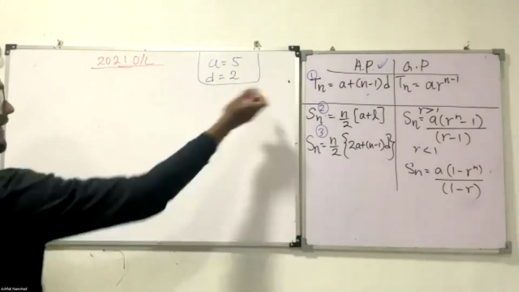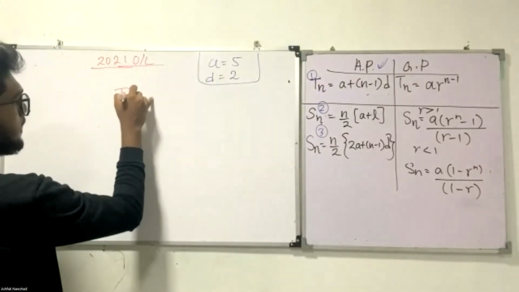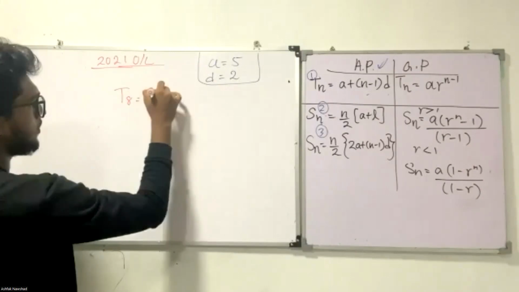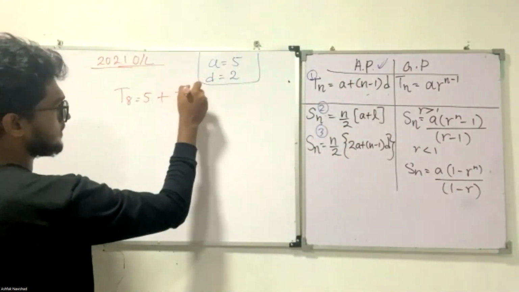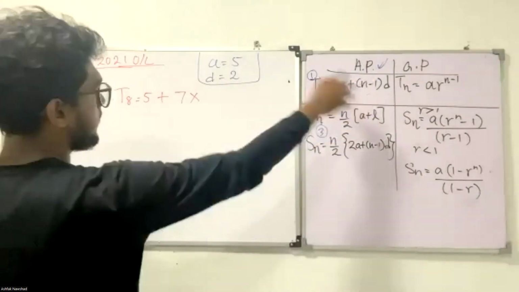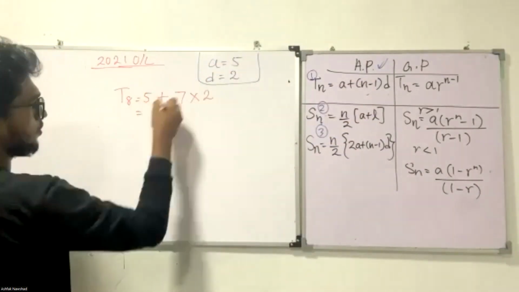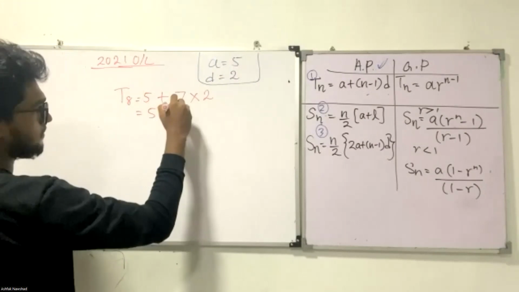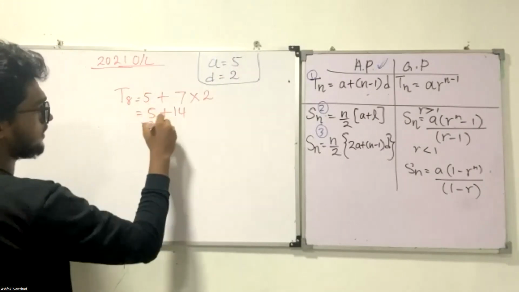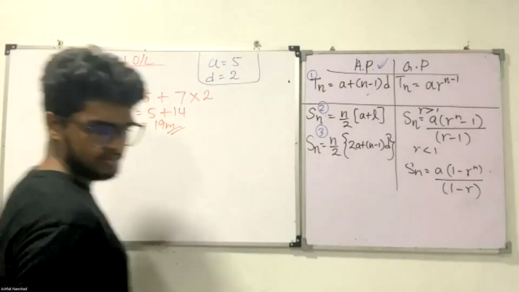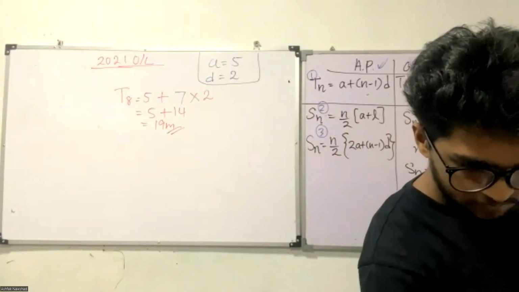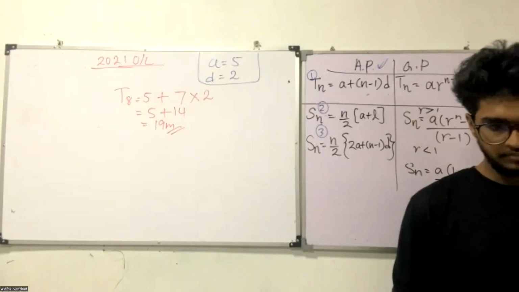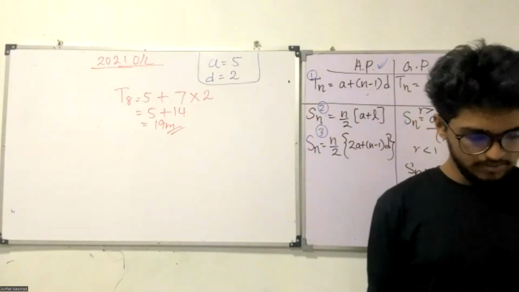So T8 is a, which is 5, plus (n minus 1), which is 8 minus 1, that is 7, into d, which is 2. So we can do 5 plus 7 into 2, 7 into 2 is 14. So it's 19 meters. Is this clear? That's clear. All right.